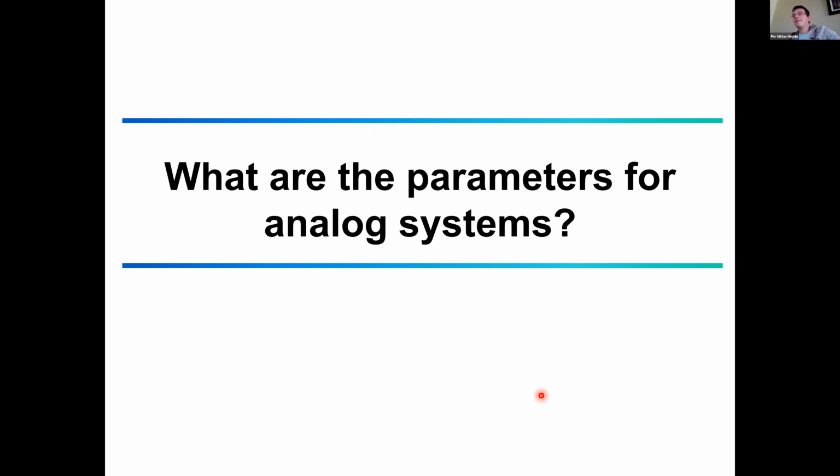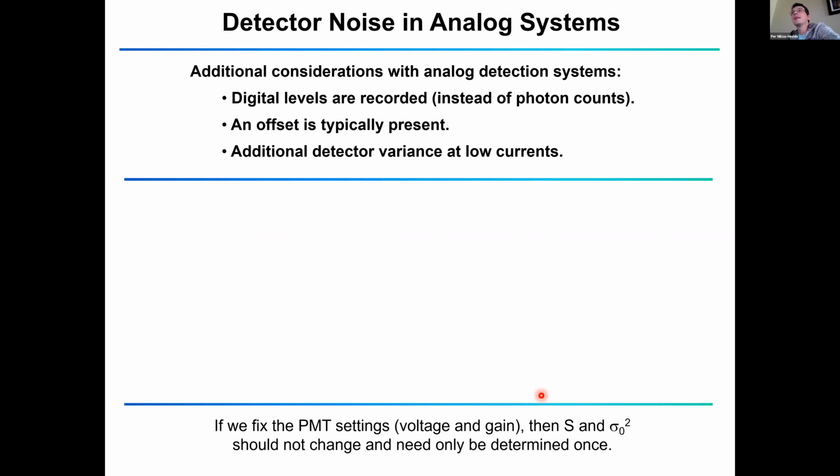Okay, you already have seen that it works nicely with a true photon counting system. But what if you have an analog system? There are a few more additional considerations with an analog detection system that you have to take into account. One is that you don't record photon counts in the end, but digital levels. So there is a conversion factor. Maybe one photon detected will give you 3 counts in your image. So there's this conversion factor from photon counts to digital levels.